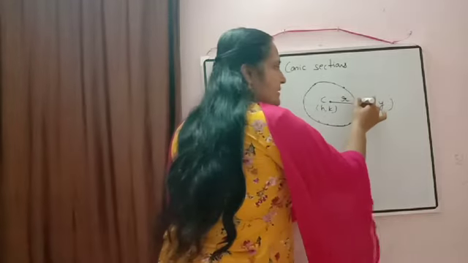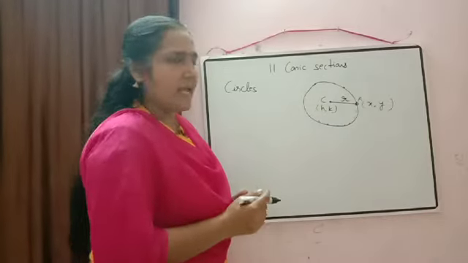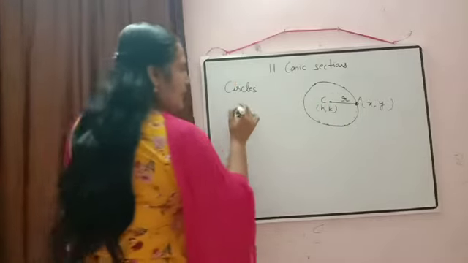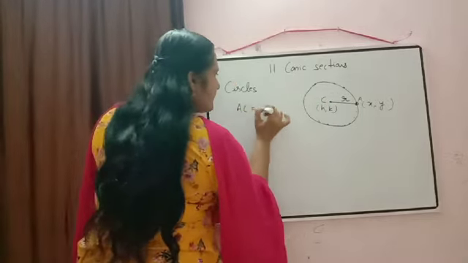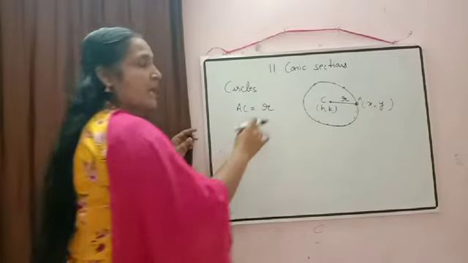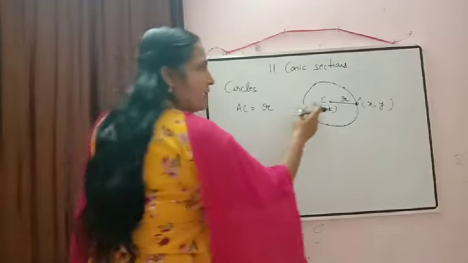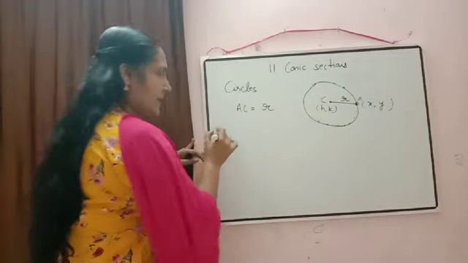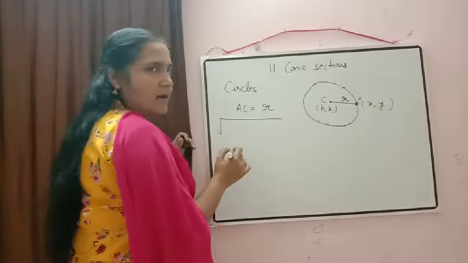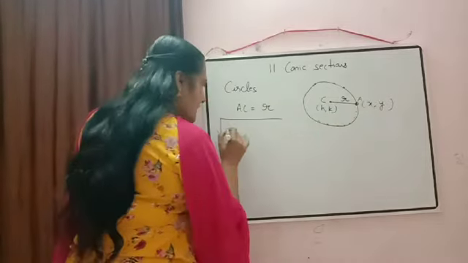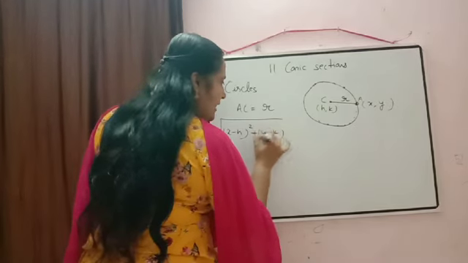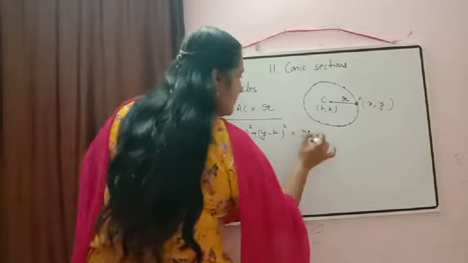The radius will be this distance only. Suppose this is the point A. We know AC is the radius, so we write AC is equal to R. AC is the radius of the circle. According to the distance formula, how can we calculate AC? AC can be calculated by the square root of x minus h the whole square plus y minus k the whole square, is equal to R.